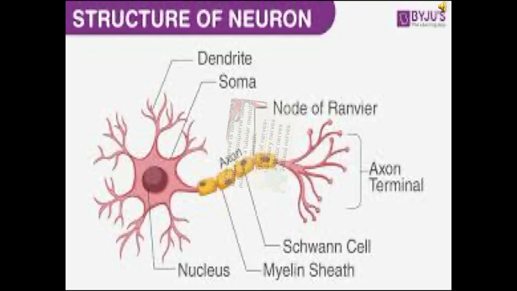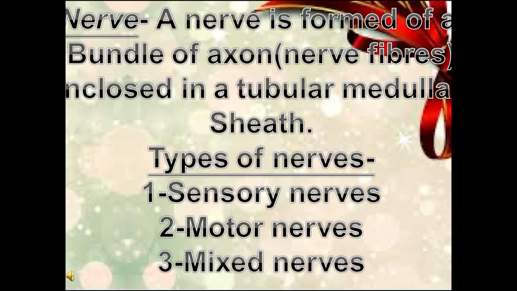Sensory nerve. It contains only sensory neurons. Example, optic nerve of the eye. Motor nerve. It contains only motor neurons. Example, nerves going to the muscles of the eyeball. Mixed nerve. It is the one which carries both sensory and motor neurons. Example is the nerve which goes to the tongue.